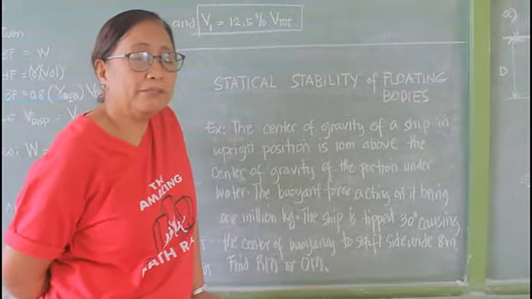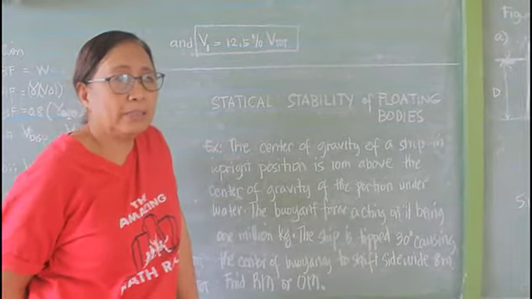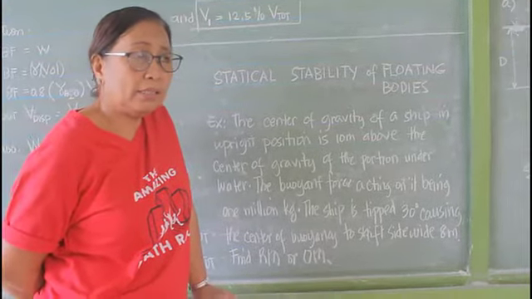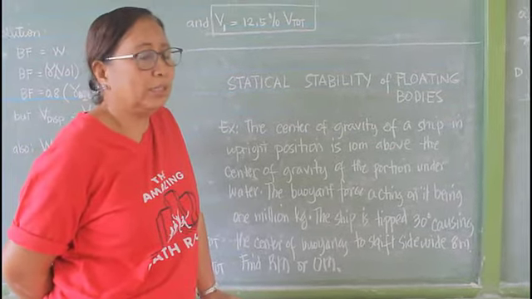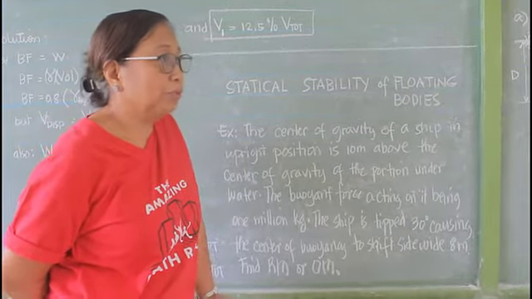G is the center of gravity. M must be above G so that there is a righting moment. And if it is below G, there is an overturning moment. So that is a very critical position of the scow.